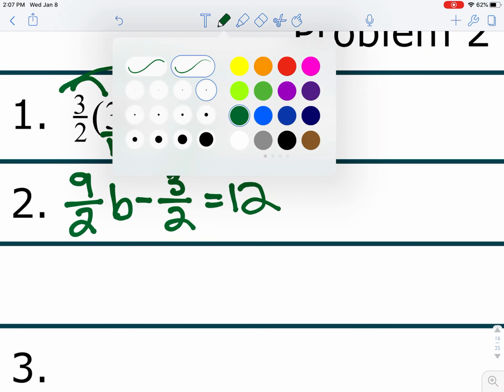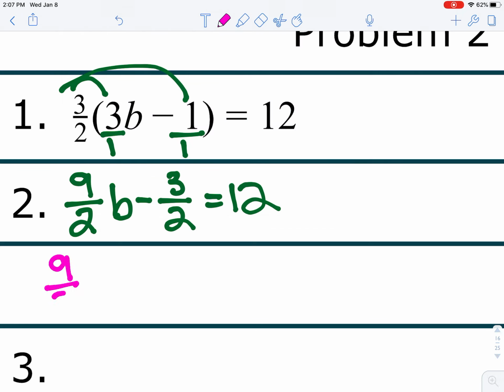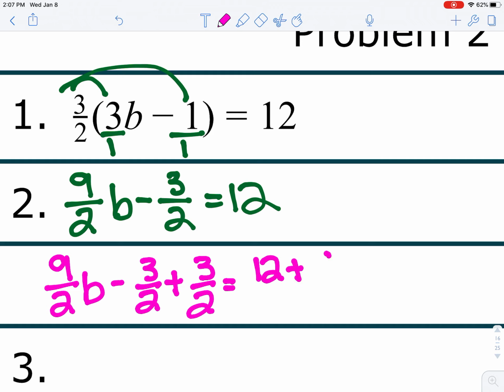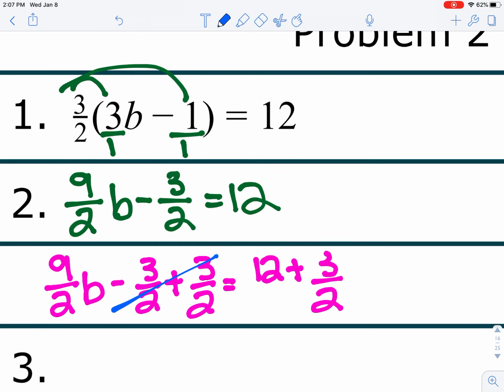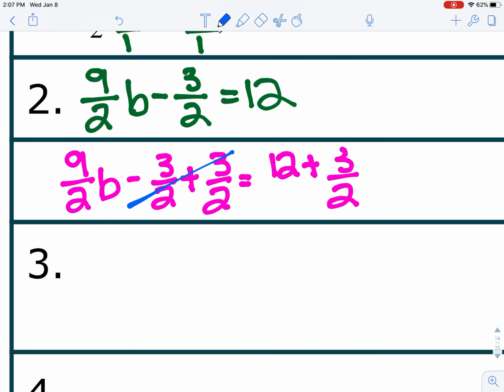So, I'm going to zoom back in. I have 9 halves b minus 3 halves. I'm adding 3 halves to both sides. So when I go to simplify, those cancel. And I'm left with 9 halves b, and then 12 plus 3 halves. Remember, when you're adding fractions, you have to have the exact same denominator. So right now, this denominator has a 1. I would need it to be a 2 in order to add these two fractions together.